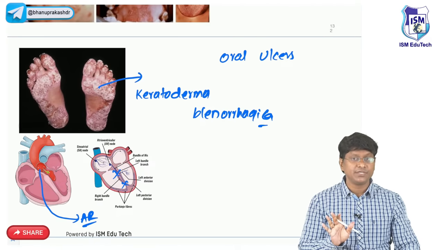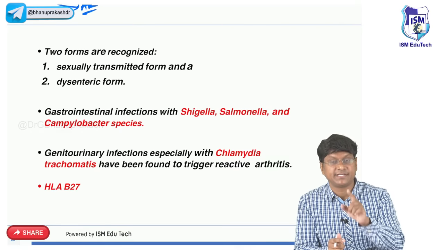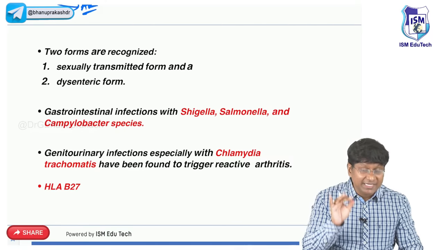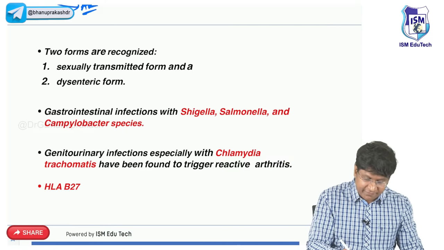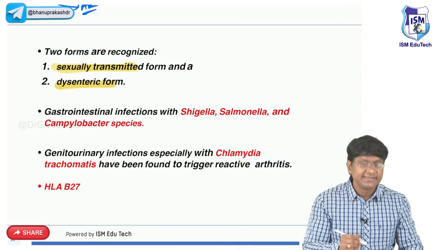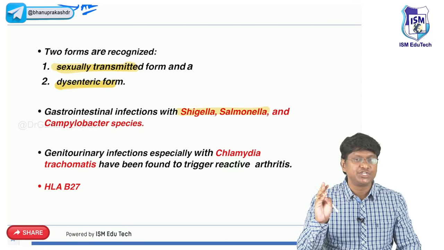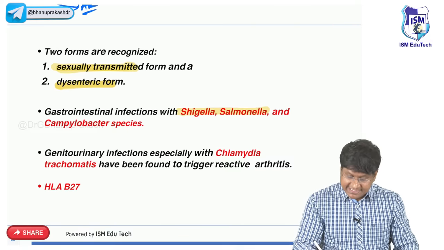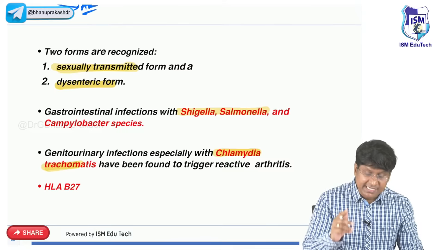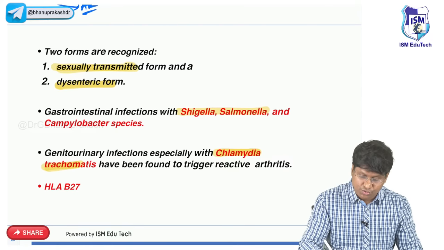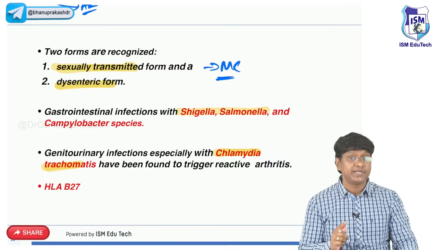So this is about your reactive arthritis. But you have to remember that in Reiter's syndrome or reactive arthritis, where you have HLA-B27, what is the etiology? They usually occur following a sexually transmitted infection or a gastrointestinal infection. What is that gastrointestinal infection? That will be Shigella, Salmonella, and Campylobacter. The genitourinary infection will be Chlamydia trachomatis. But if the question is asked, which is most common between these two? Most common will be Chlamydia trachomatis, the sexually transmitted form.